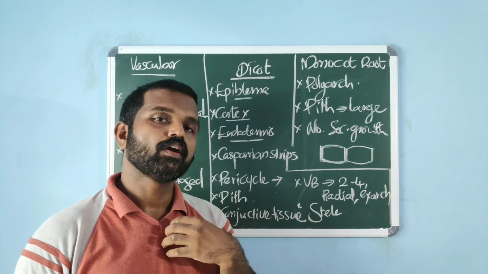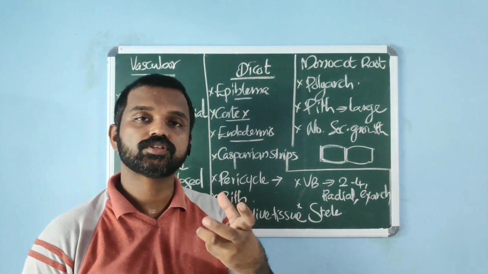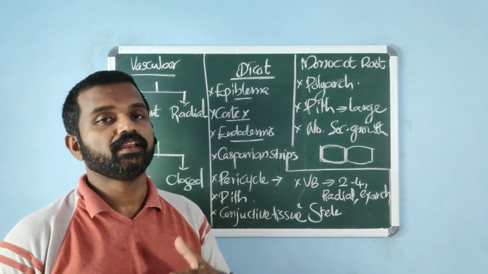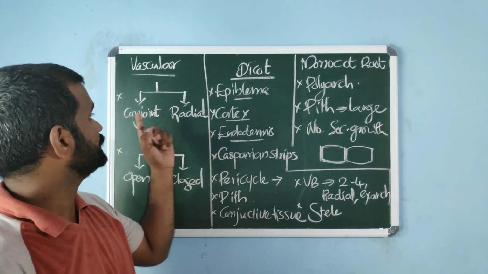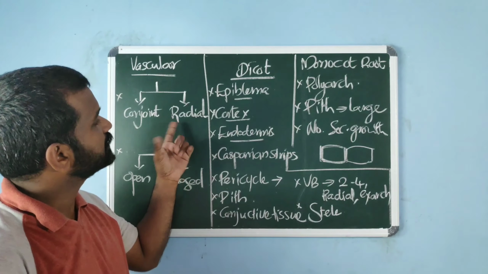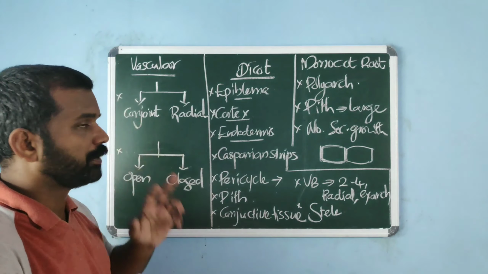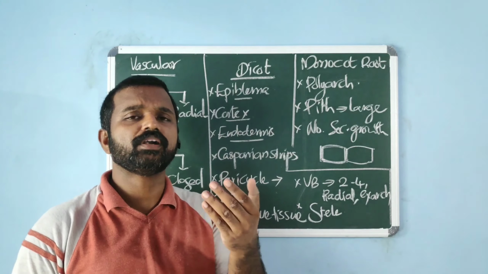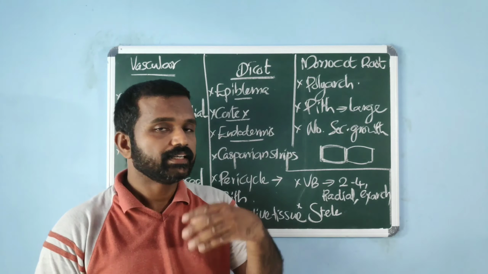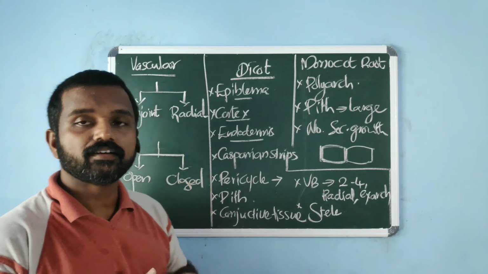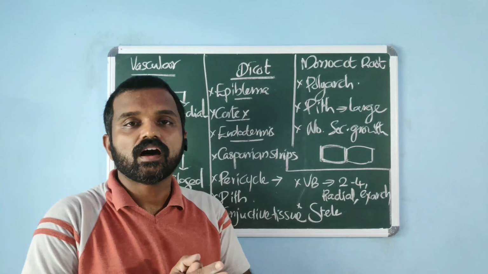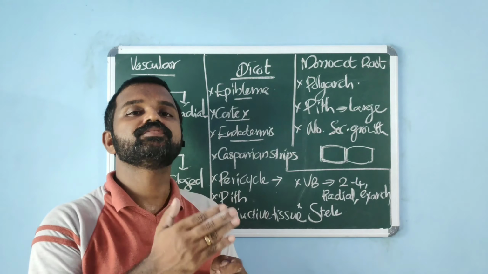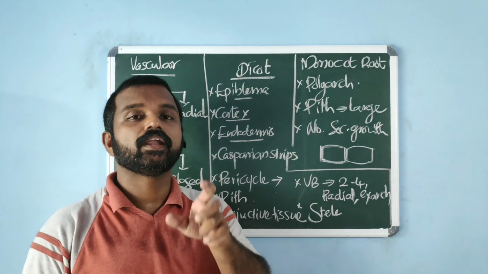Vascular tissues. Vascular tissue system is composed of xylem and phloem. Based on the arrangement of xylem and phloem, it is of two types, that is conjoint vascular bundle and radial bundle. In a conjoint bundle, xylem and phloem are arranged along the same radius. Conjoint bundles are seen in stem and leaves. Then radial bundle: here xylem and phloem are arranged on different radii, or otherwise we can say an alternate arrangement of xylem and phloem. This is seen in root.